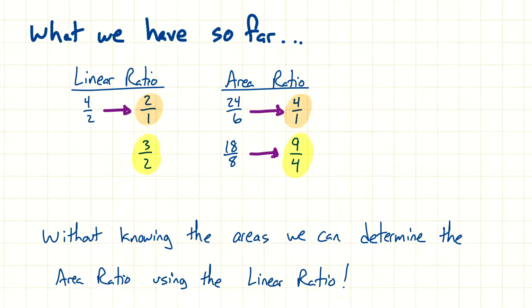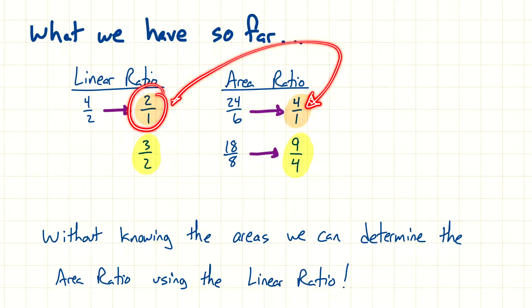So we had the linear ratio of 2 over 1, and its area ratio was 4 over 1. We just determined that on this new shape, the linear ratio was 3 over 2, and the area ratio was 9 over 4. So like I said, without knowing the areas, can we determine the area ratio just using the linear ratio, right?